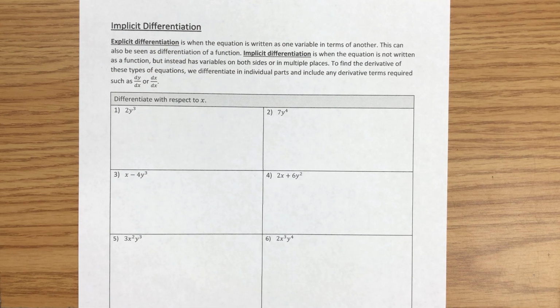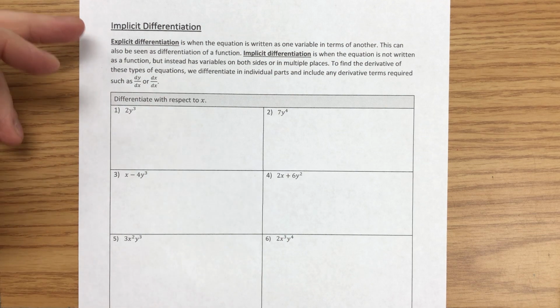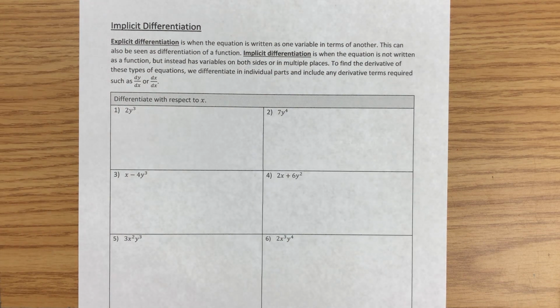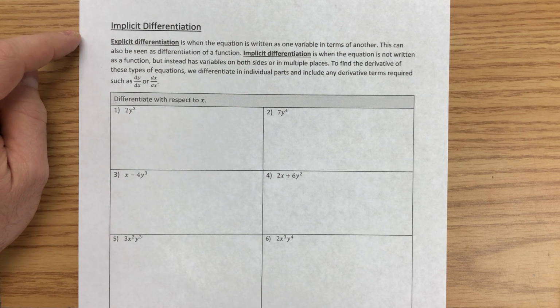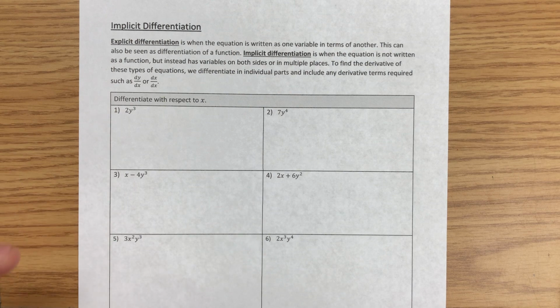So today we're going to be looking at implicit differentiation. This is slightly different than explicit differentiation in the fact that we may be taking the change of one variable with respect to a different variable. Up until this point, all the differentiation we've done has been explicit, and it has been set up in an equation format where the variables match up.